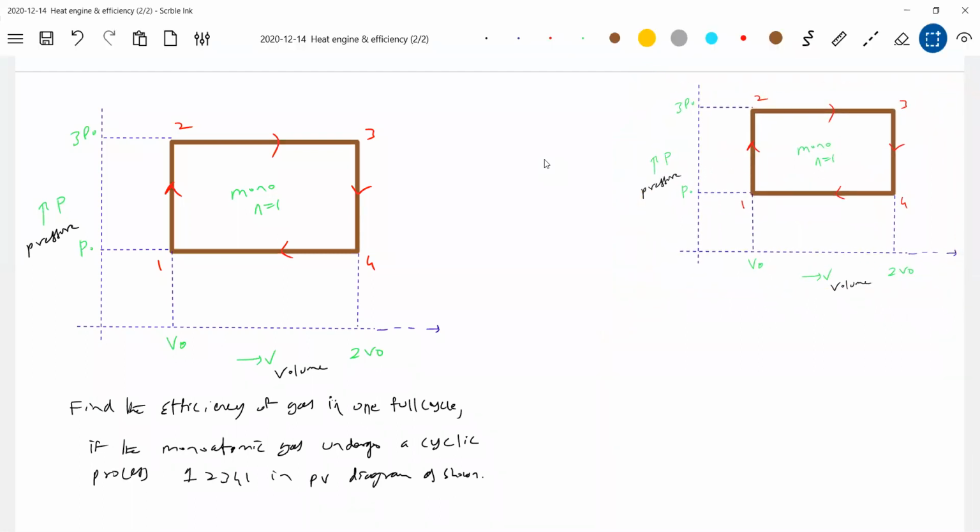What is the path 1, 2? Volume constant and pressure increase. So isochoric heating, it should be. And as isochoric heating, heat will be absorbed. What about 2, 3? Pressure constant, volume increases. So isobaric heating. Isobaric heating, heat will be absorbed.